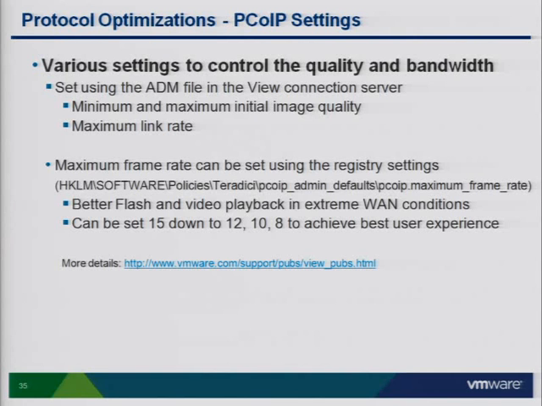For example, you have a shared link, and let's say you have 10 users sharing that link. You don't want other users to interfere with the performance of the other users. There are a few parameters that I presented here. These parameters can be set using the ADM file in the connection server. The first parameter, let's look at it: minimum and maximum initial image quality. Let's say you have the minimum initial image quality at 70 and the maximum at 90.